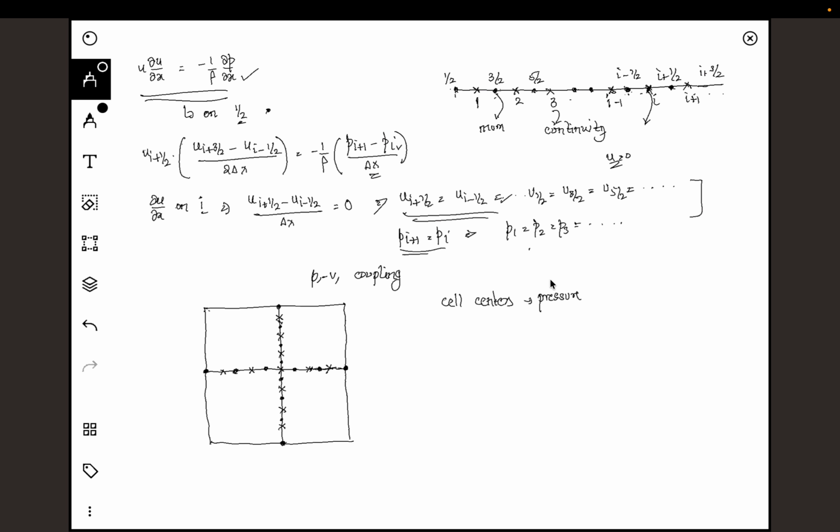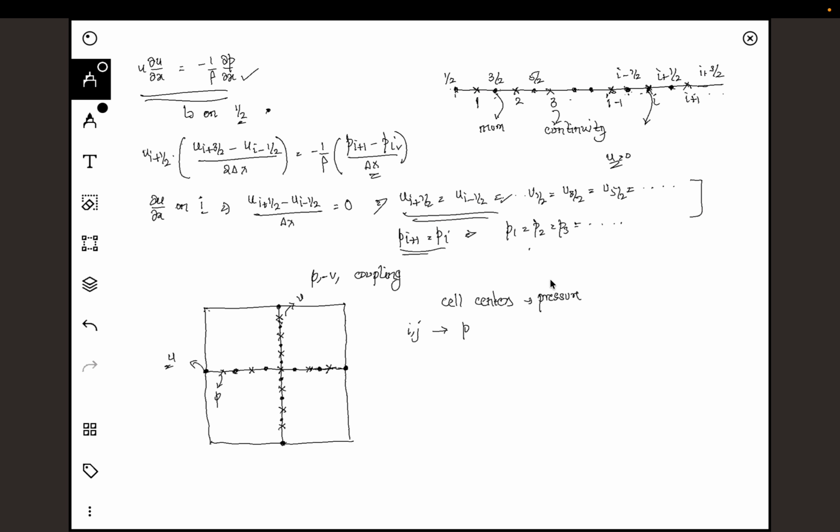So along the x direction, these are the points where I'll be storing u. These are the points where I'll be storing pressure, and along this vertical direction, these are the points where I'll be storing v. Just to make it easy when we write code, if I'm denoting my coordinate system with i comma j, this is where my pressure will be stored.